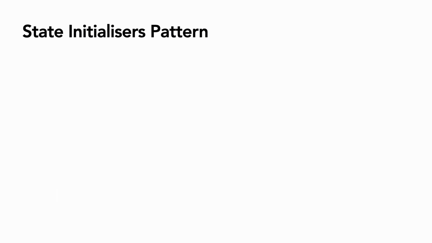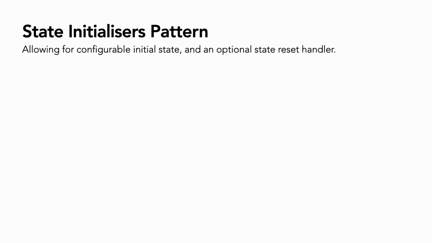This is called the state initializers pattern. I like this because of its simplicity and how useful it could be. Now, this is simple. All this pattern does is provide a way to make sure that the initial state of your component is configurable, and you could provide an optional state reset. How does that work?